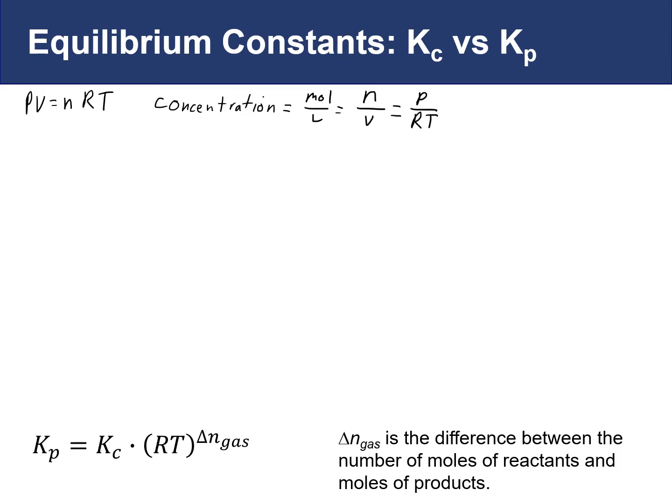We could also express our ideal gas equation in terms of pressure. So pressure would be equal to n over V times RT. And this n over V is concentration, so this is equal to our concentration of, let's say, our A component times RT. So this is the concentration of whatever we're interested in.